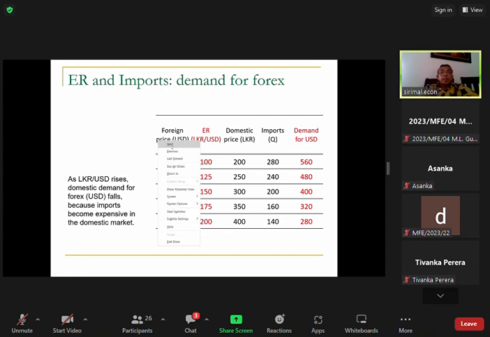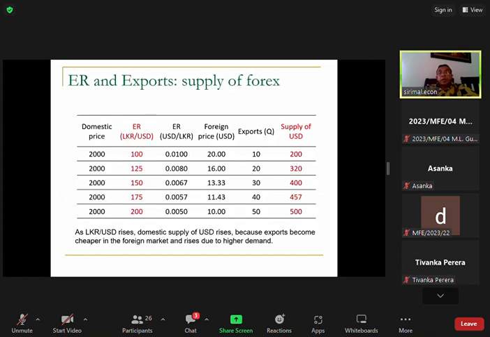Let's look at the supply side. To explain that, we take our exports. So we have domestic exports, and the domestic price as 2,000 rupees. Imagine a tea packet worth 2,000 rupees. There is no change in the domestic price. It remains the same. But the exchange rate has depreciated like earlier.